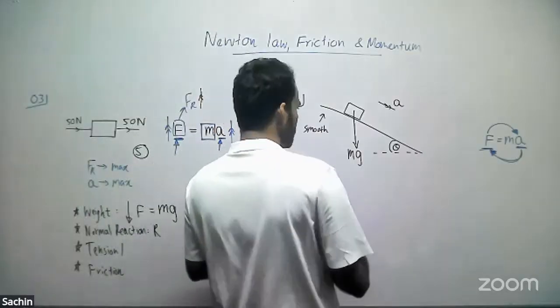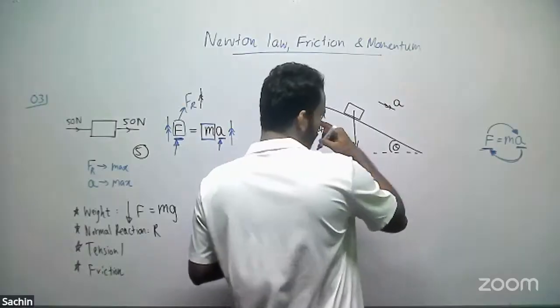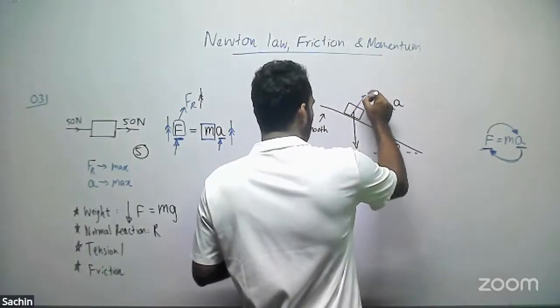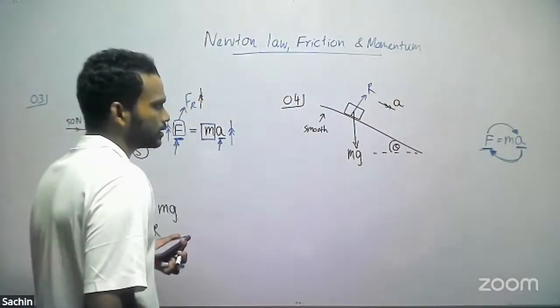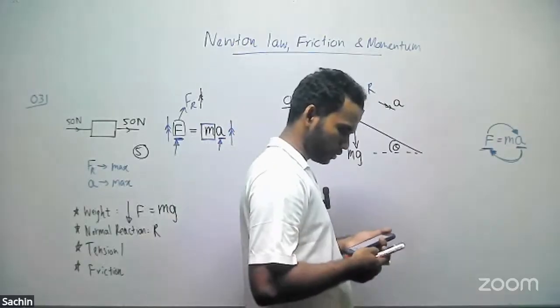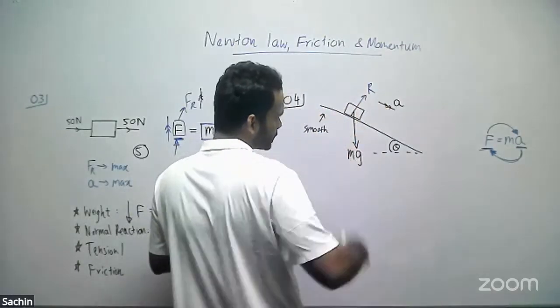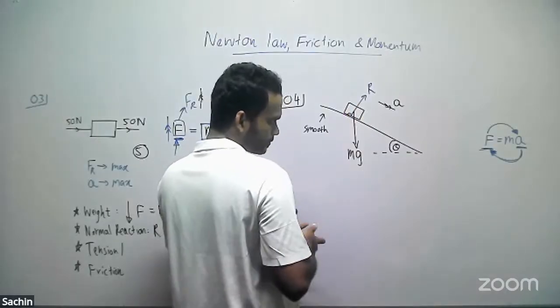So mg we now mark. And then the next force we're going to encounter here is the normal reaction. For now I just mark it, and I'll give a description when we solve questions regarding normal reaction later. So how do we calculate the acceleration here?